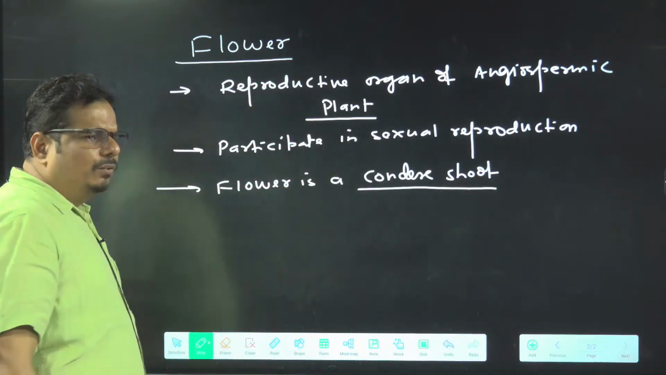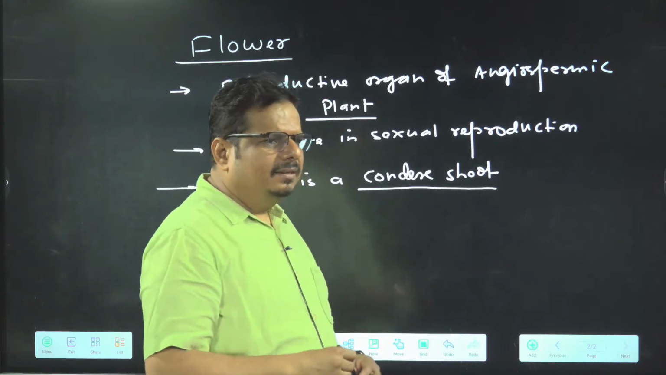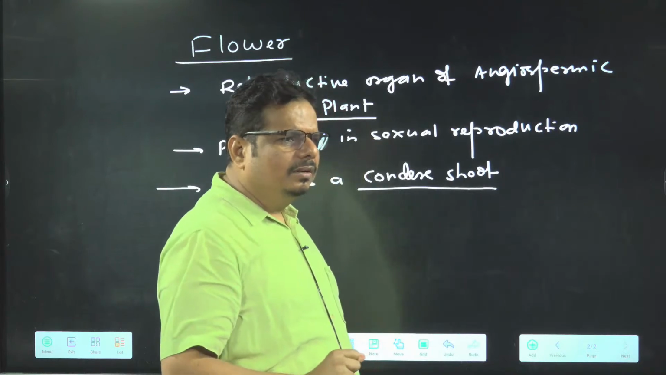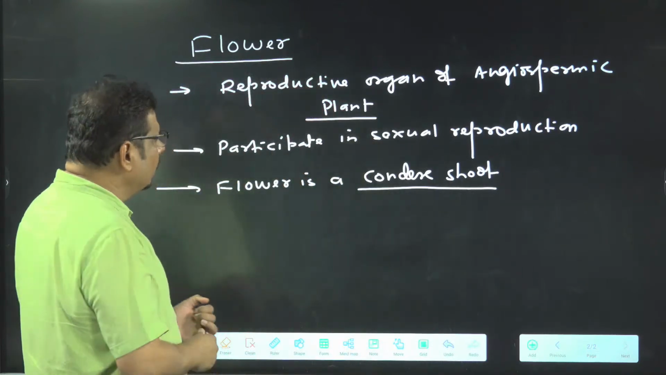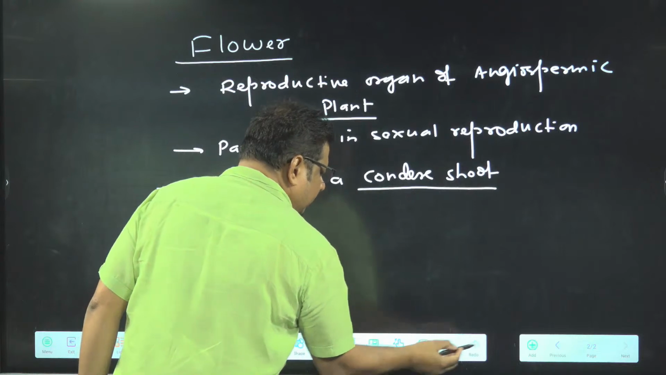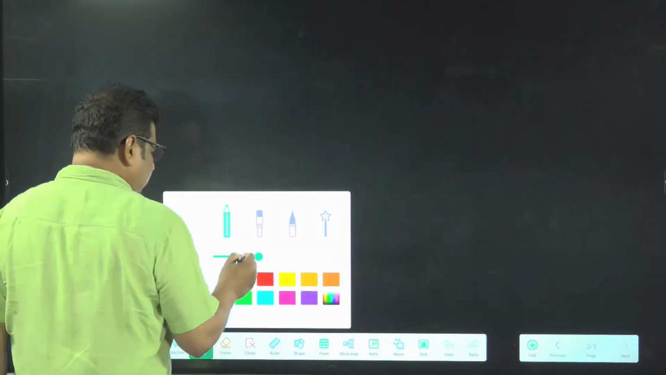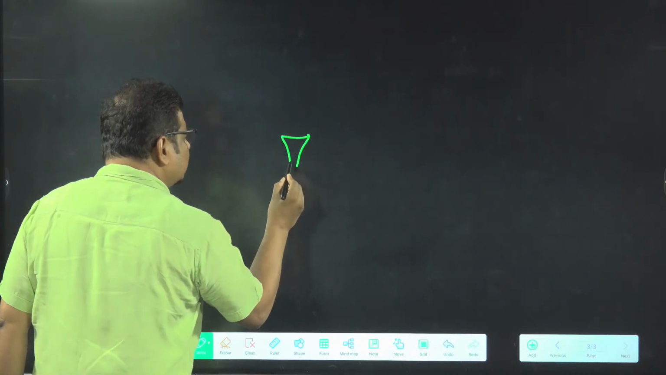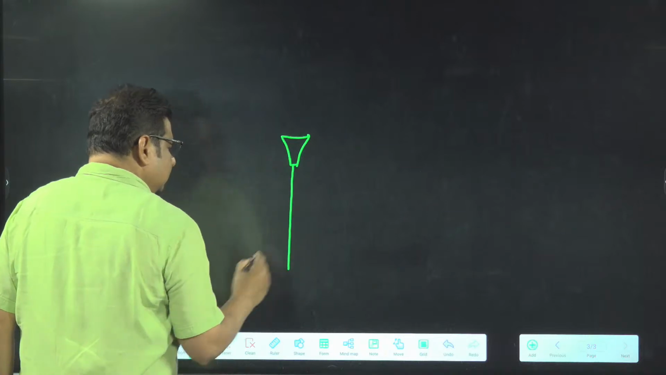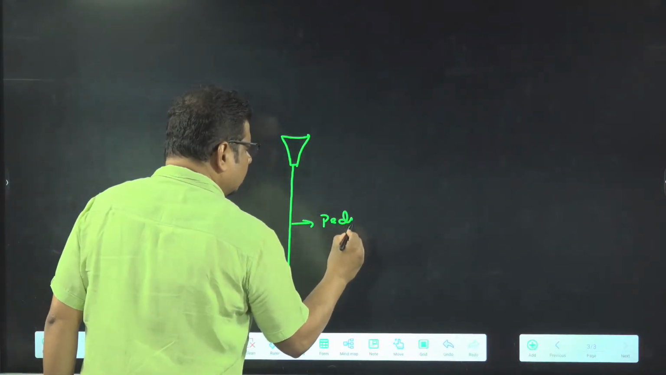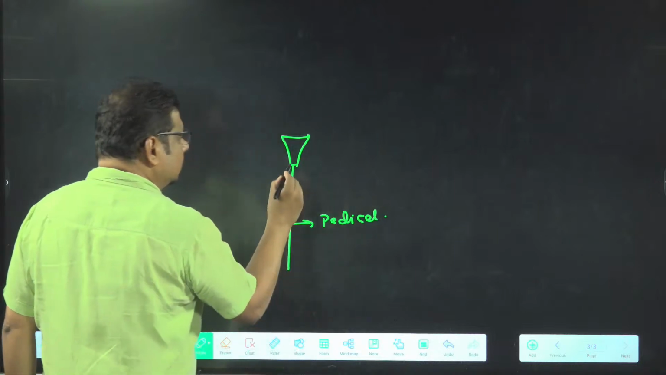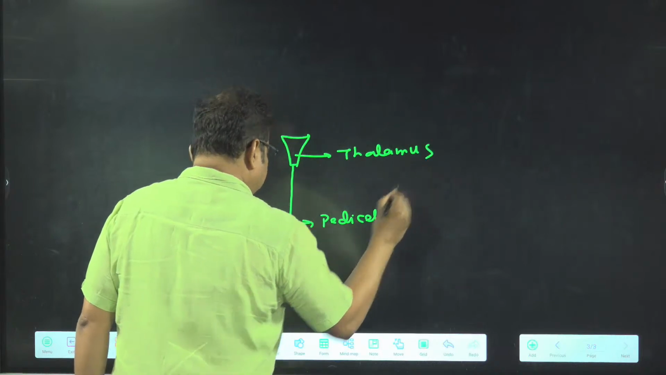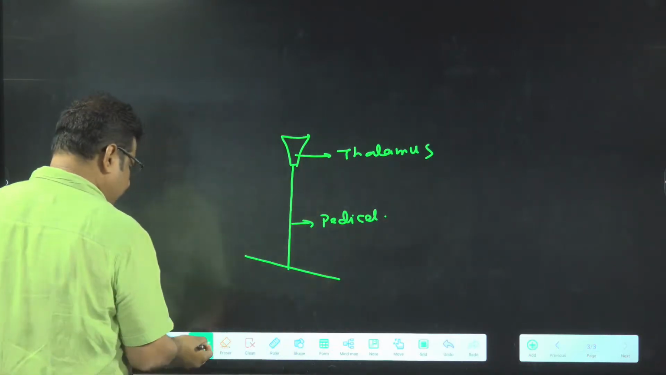If you look at the floral axis, it is basically condensed. They have shorter internodes. Getting the idea or not? So if we talk about a typical diagram of a flower, just have a look. It appears like this. The apex of the axis gets swollen. So this is the pedicel, this is the thalamus, and this here is the base of the stem.